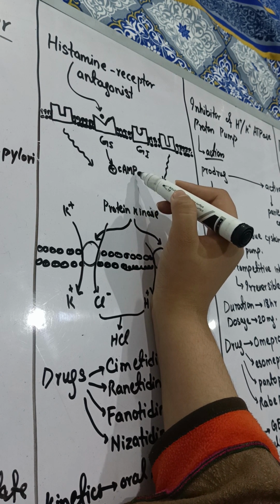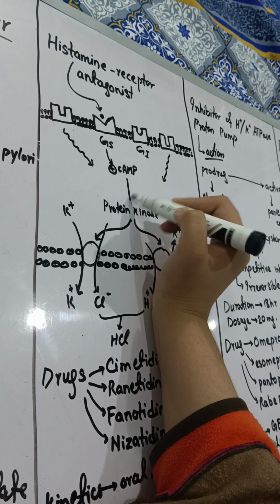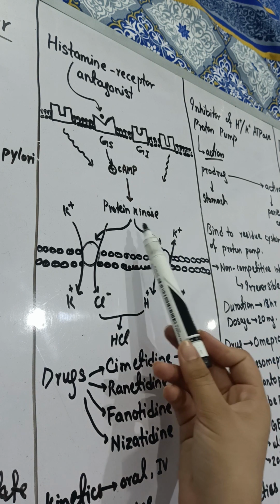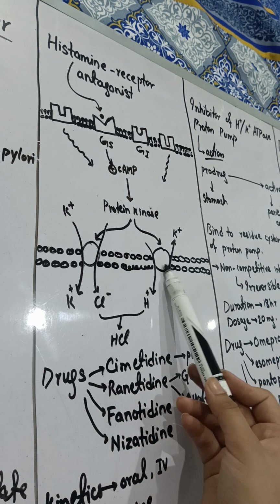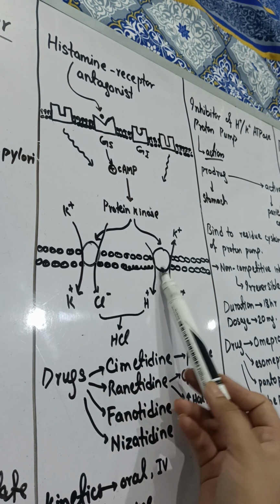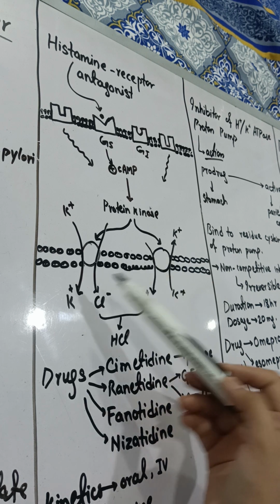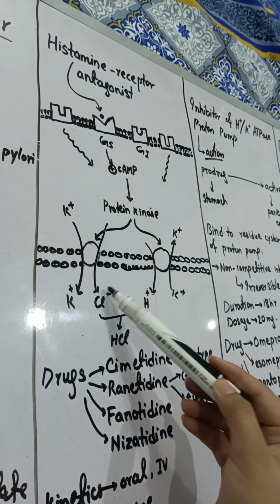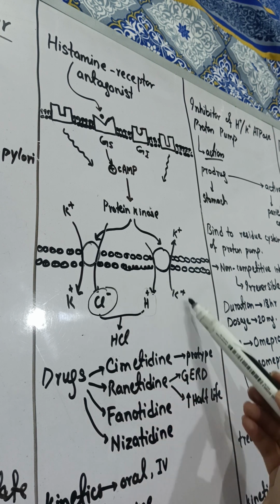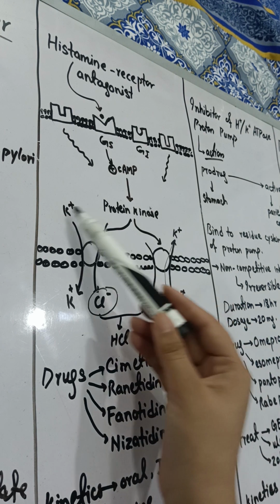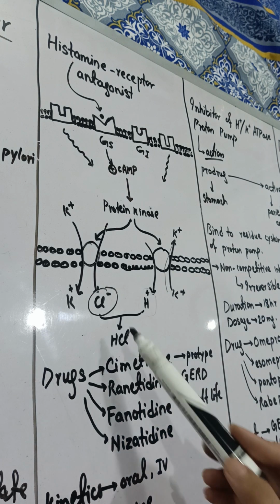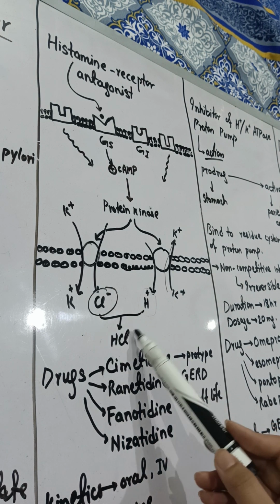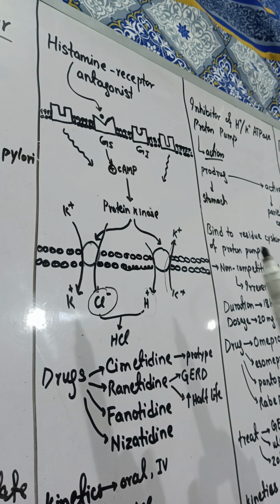Whenever the cyclic AMP forms, it will activate our protein kinase within the cell. This protein kinase will indirectly activate the proton pumps which are present in it, and proton pumps are responsible for secretion of a proton, for secretion of Cl, and they are also taking in K and releasing K. So indirectly the H and Cl will combine to make HCl. So this was the whole mechanism of it.